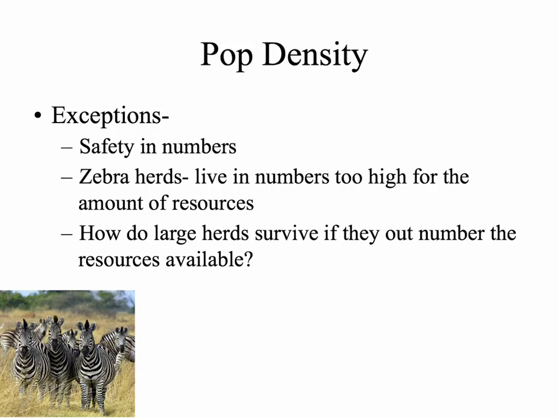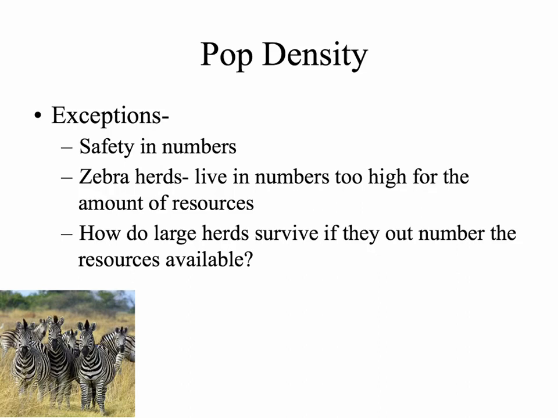There are some exceptions to the population density rule. For example, we often see herds of animals traveling together. This is because there is safety in numbers. So zebra herds, for example, live in high numbers where the density is too high to be supported by the resources in one area. They live together because they are safer together than they are by themselves. It's harder for a lion or other predator to pick them off if they are in a big group compared to if they are all by themselves.